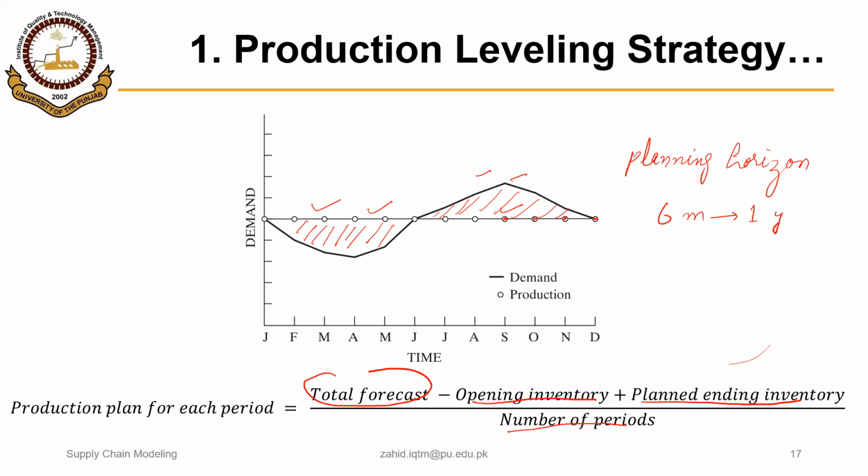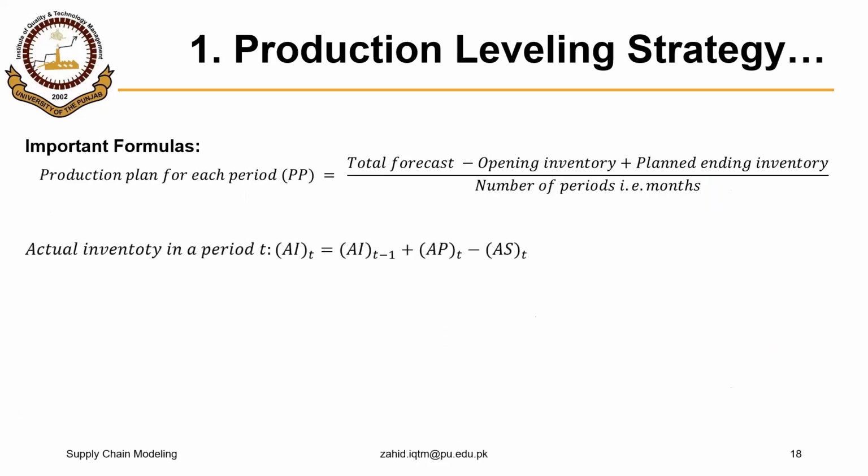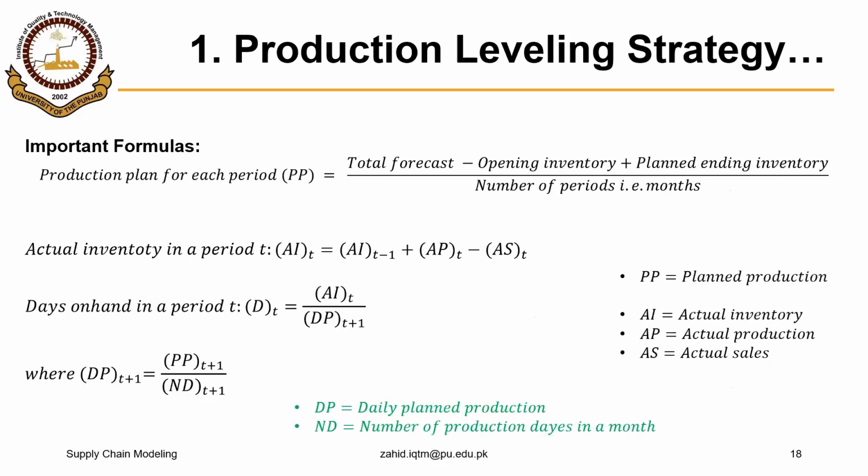But I repeat that you could convert that average amount into daily average amount as well, by dividing this quantity by the number of working days in a month. Here we are talking in terms of number of months. So production plan for each period, in this case a month, will be total forecast for next 6 months or 1 year minus opening inventory plus planned ending inventory divided by number of periods, for example, months.